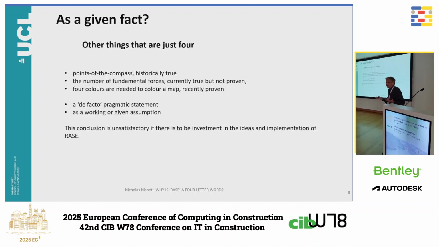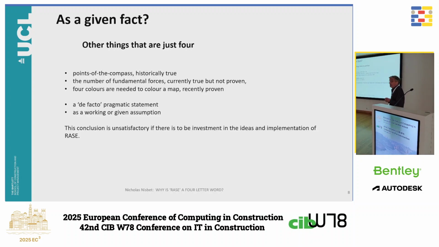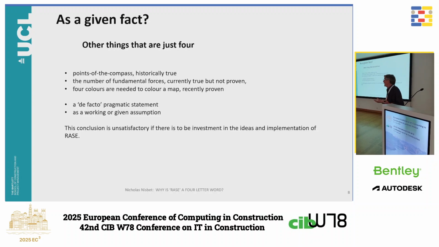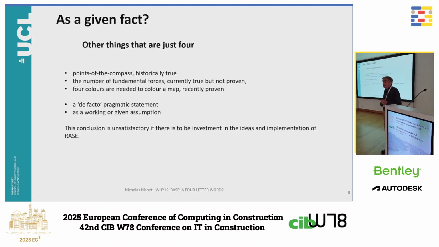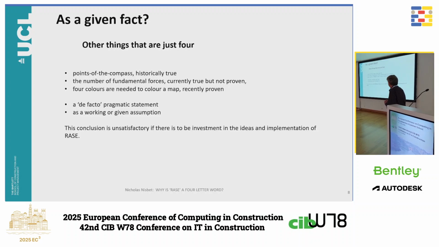There are 4 points of the compass. I defy anyone in this room to actually explain why there are 4. There are currently 4 fundamental forces, which we kind of sort of think that's probably the limit, but we can't prove that we won't find a 5th one. And I mentioned colouring the map. So there are times when we make a de facto statement, pragmatically take it as an assumption and move on. But that's unsatisfactory for RASE because I'm asking you and other people to commit to RASE as a method, and if people are going to invest in the ideas and implementation, we've got to have a better answer.